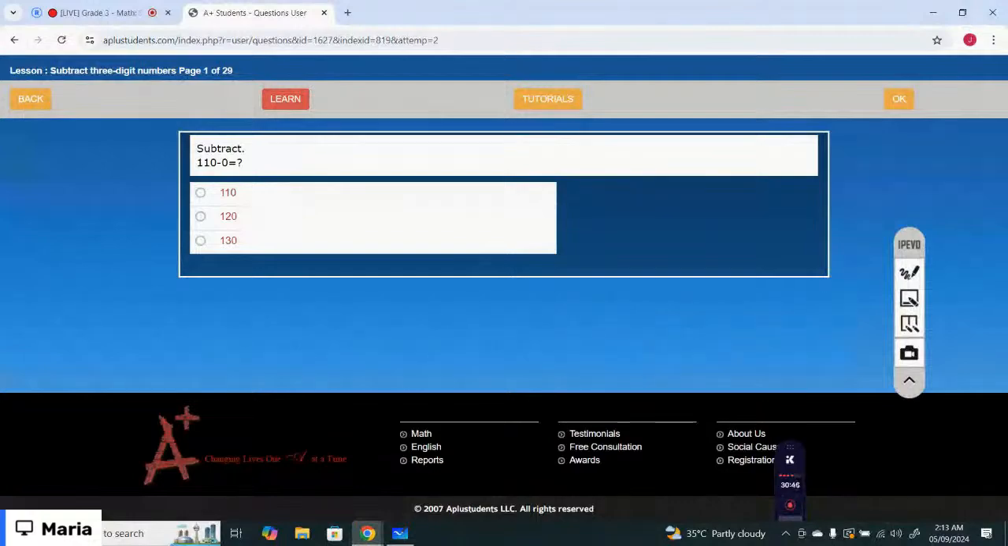Option number 1 is the correct option. 110 minus 0 is 110. Option number 1 is the correct option.